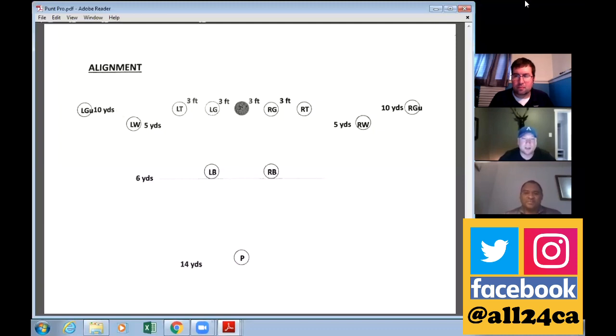I think down, distance, and where you're at on the field is going to be a big part of that. If you're middle of the field or you're punting from their 40 or something like that, I think it's more of a risk on their part to be sending someone as opposed to being worried about their return.